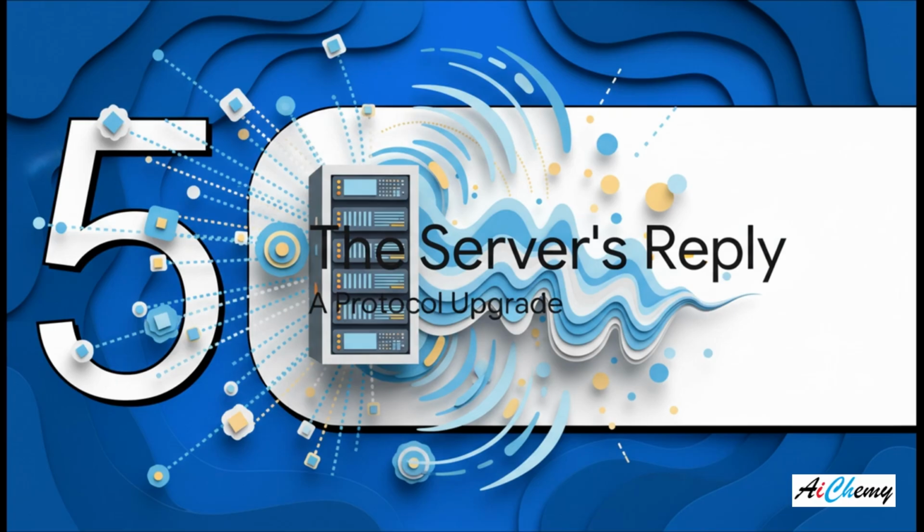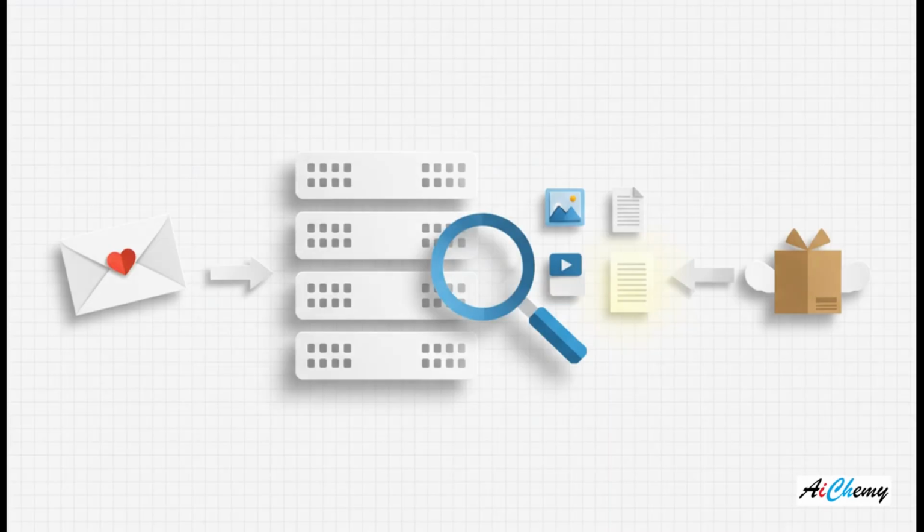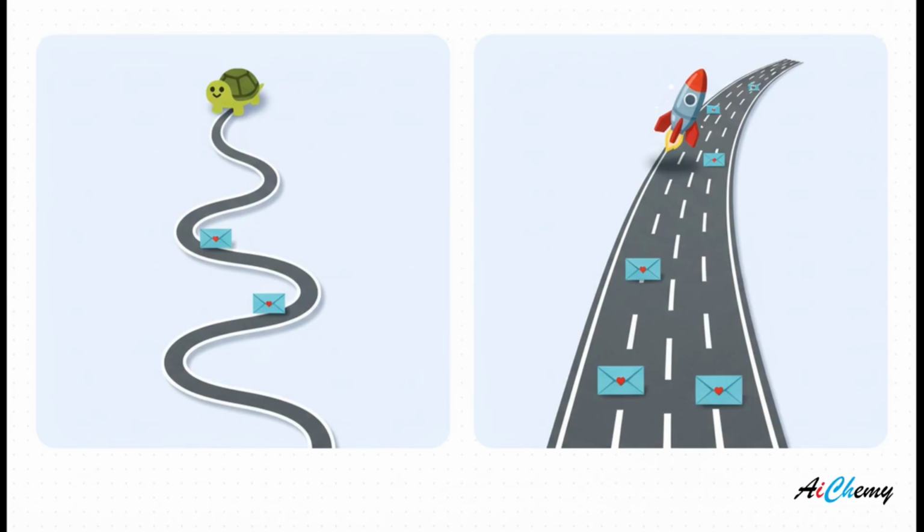Now it's the server's turn to act. It needs to figure out what was asked for and send something back. But the way servers do this today is way different and way smarter than how they used to. The basic idea is simple enough. The server gets the HTTP request, it finds the resource you asked for, could be the main web page, an image, whatever, and then it packages all that data into an HTTP response to send right back to you. But here's where things get really interesting. This is a crucial upgrade that made the web what it is today.